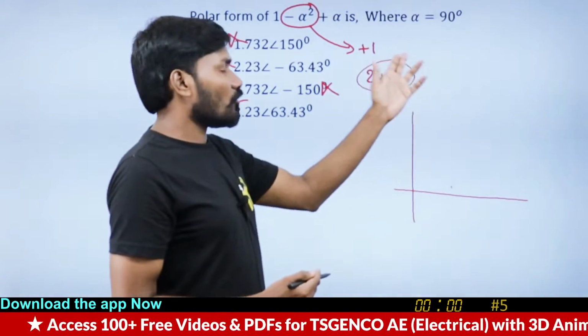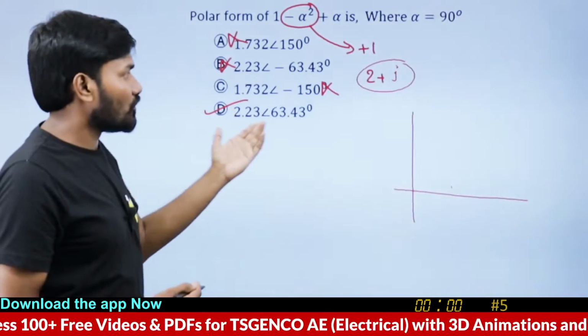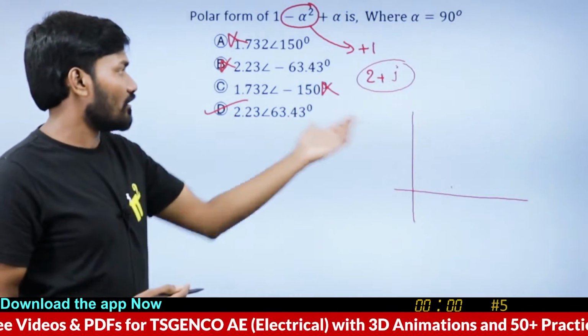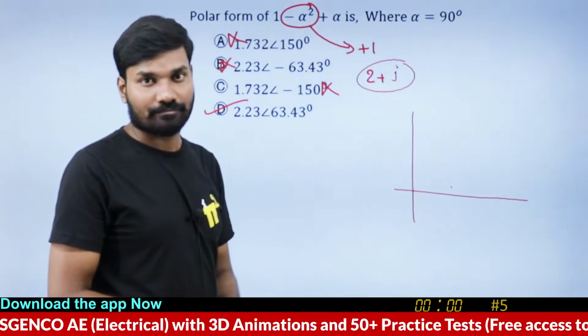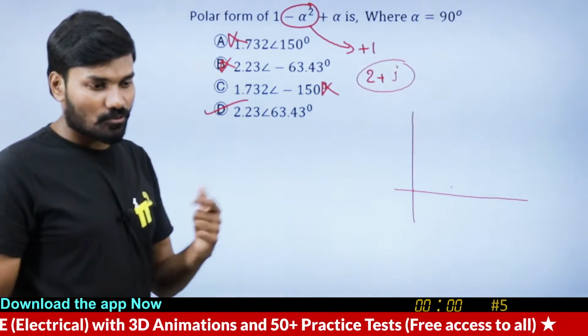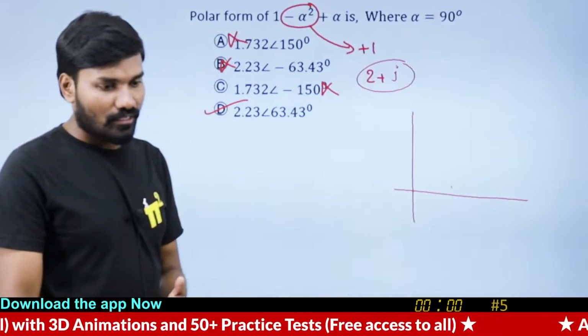Or else if you want to solve it, root 5 is 2.23 something. An angle, yes, first quadrant angle, 63.48. Tan inverse of 1 by 2, you just do that, you will get that. Okay. So, yeah, answer is D.